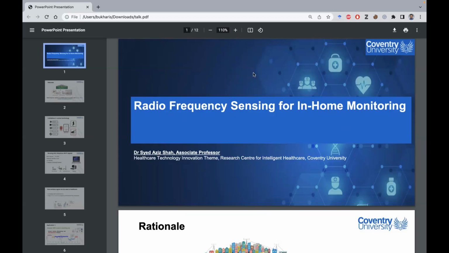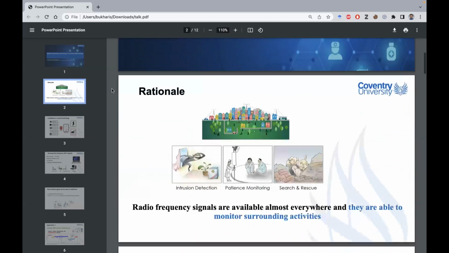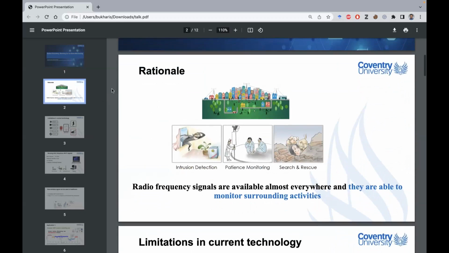By radio frequency sensing, I mean using different RF-based non-contact sensors for monitoring activities of daily living, fall detection, wandering behavior, or even small-scale body movements such as cardiac activity or breathing rate.